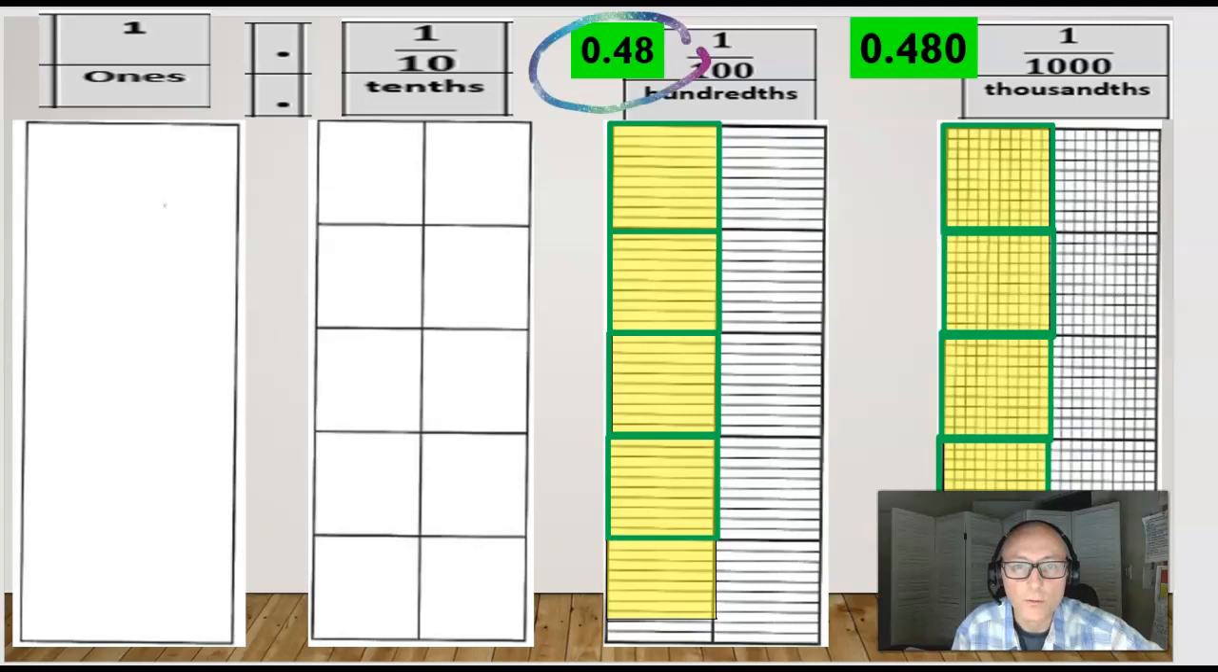How is this 48 hundredths? Is that equal to 480 thousandths? You've probably never seen thousandths before, but I provided it here for you, for your math pleasure, for your brain to grow.